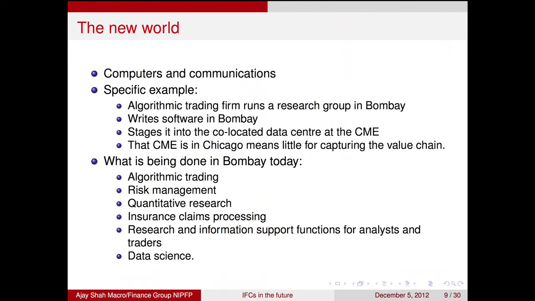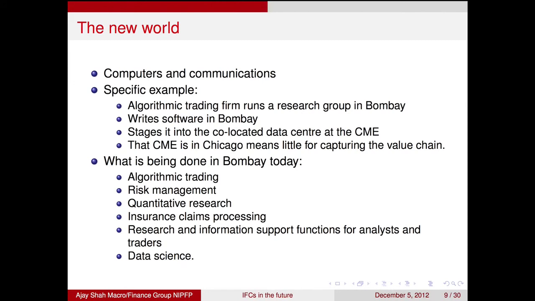Here's an example. I'm aware of one specific algorithmic trading firm which runs a research group in Bombay, which analyzes global data in Bombay. It writes software in Bombay, and that software is staged into a co-located data center at the Chicago Mercantile Exchange. So the fact that the CME is in Chicago does not necessarily mean that Chicago captures a whole lot of the value chain associated with having that exchange.